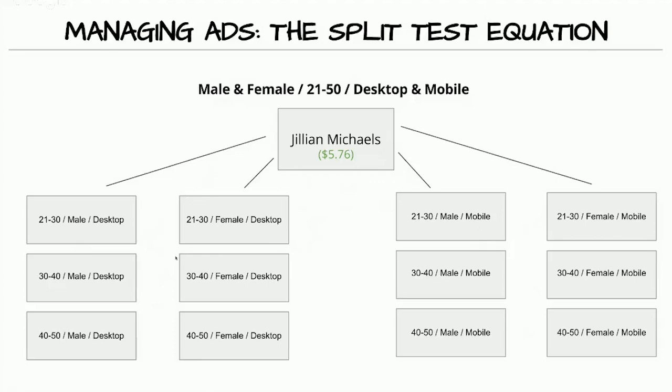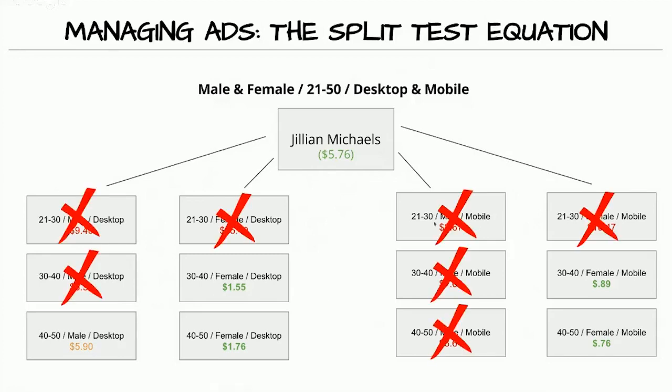So let's say we now run our ads, okay? And after 500 impressions on each one, we find all these different prices. So like 21 to 30 females, $15.40 per conversion. That sucks. That's why I'm showing it as red. But we find that this one's converting at $1.76. This one's converting at $1.55. This one's converting at 89 cents. This one's converting at 76 cents. Pretty good, right? This one's $5.90, and maybe not. So what do we do? We kill all of the high cost ads, and we keep these.